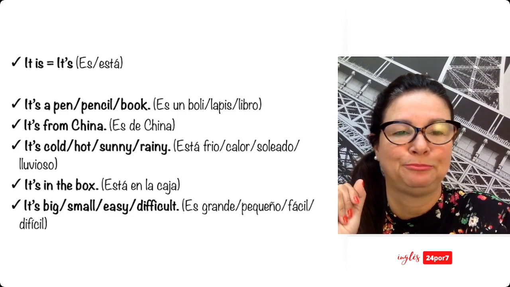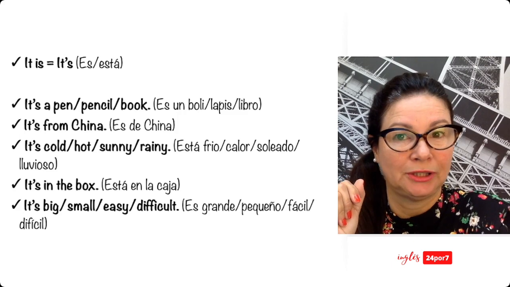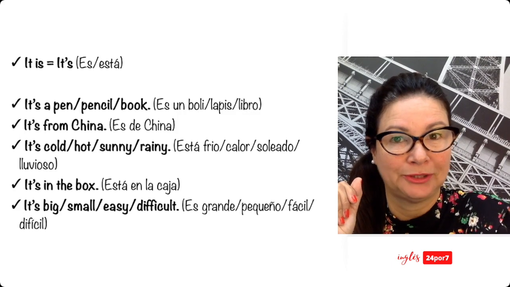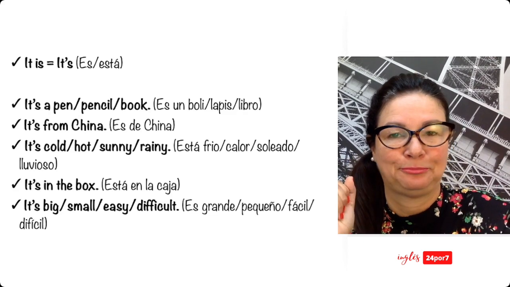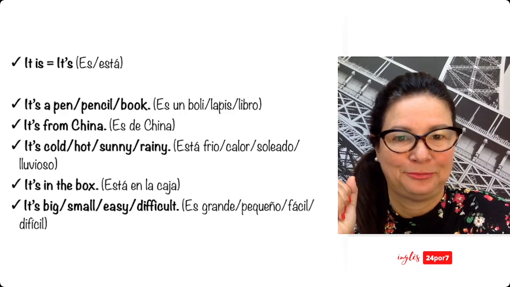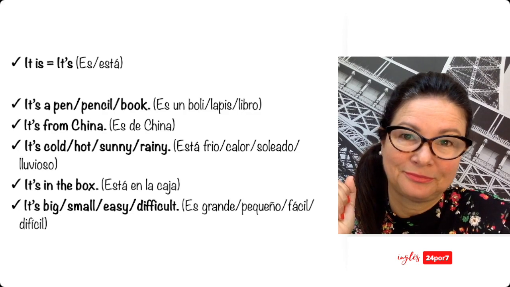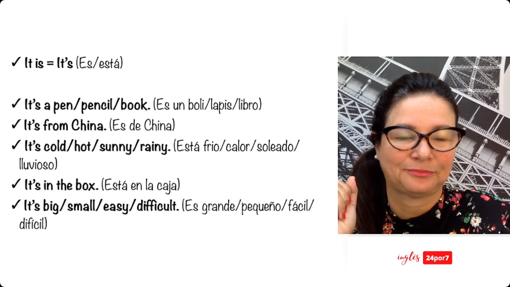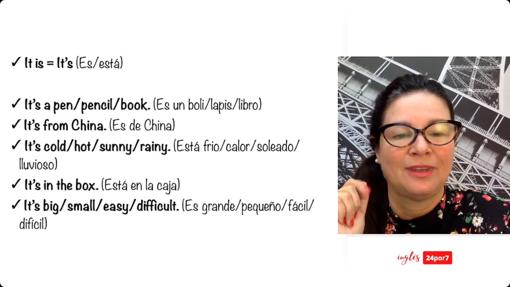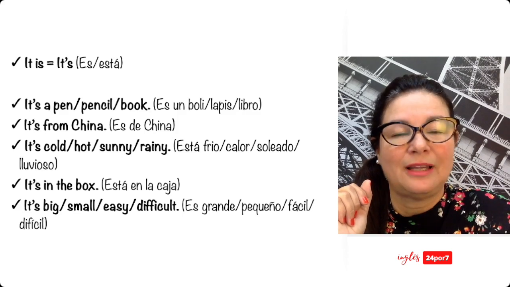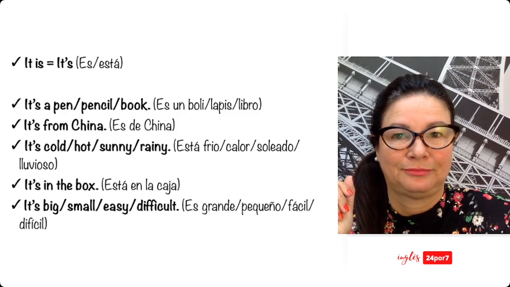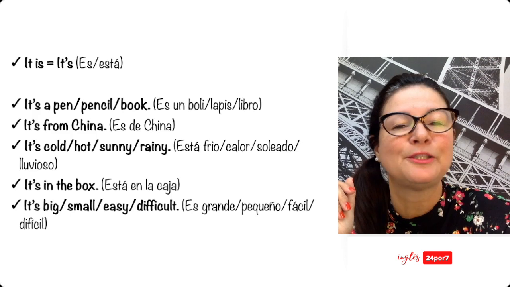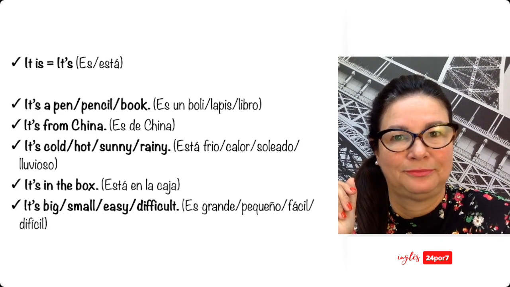It's from China. Mira, it's cold. No es is cold, it's cold. It's hot. It's sunny. It's rainy. Cuidado, no es is, es it's. It's in the box. It's big. It's small. It's easy. It's difficult.